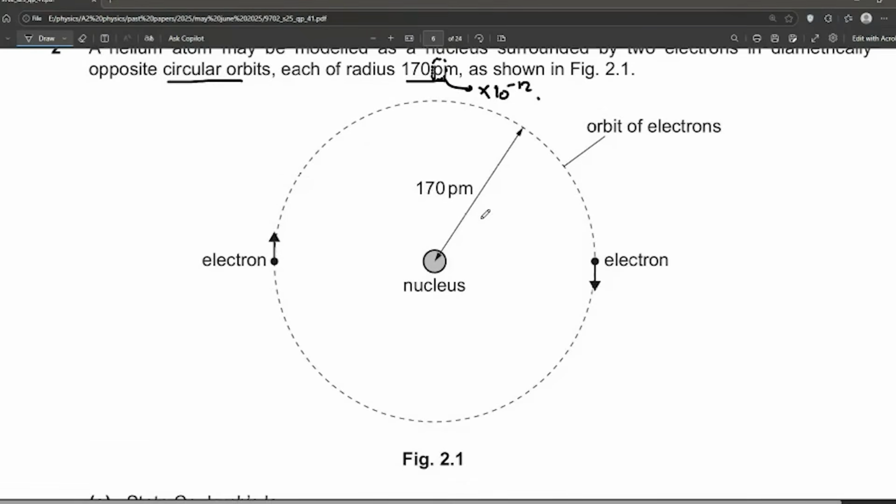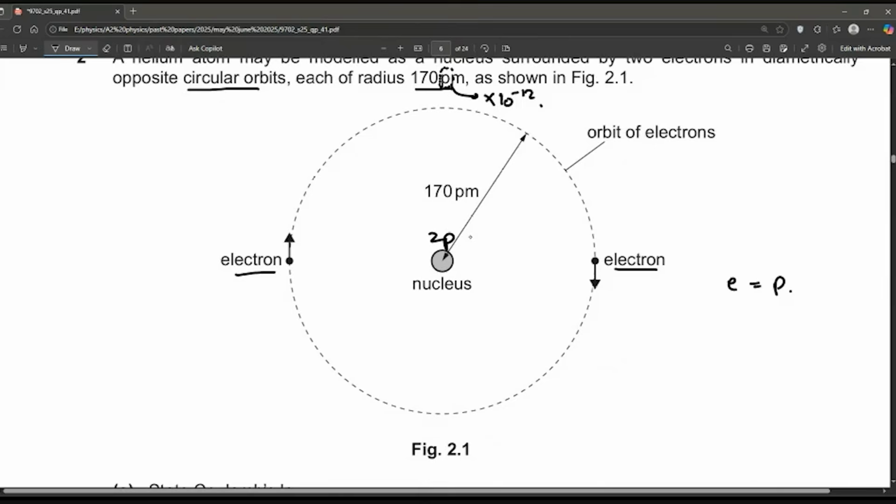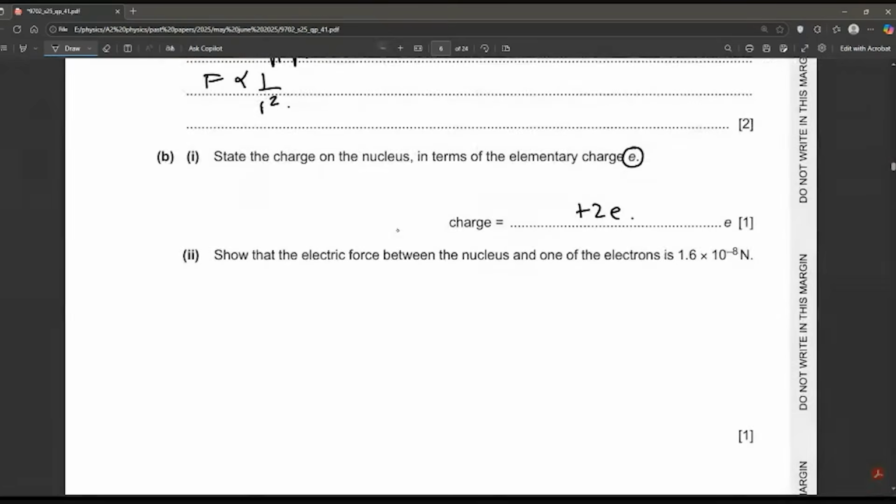Can you see there are two electrons? The number of electrons should be equal to the number of protons. Inside the nucleus, there are two protons. Hence, the charge will become 2e. Do you get this? Show that the electric force between the nucleus and one of the electrons is this.